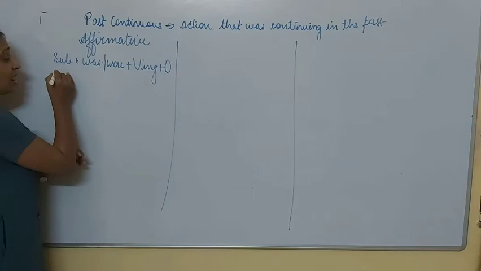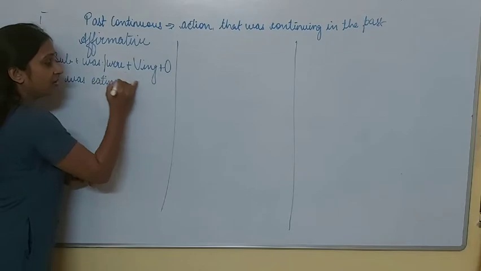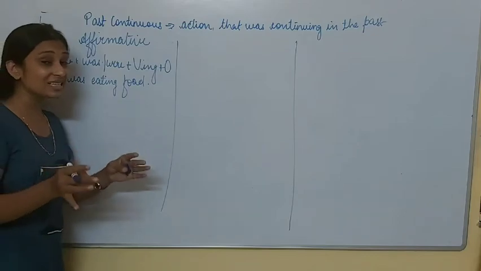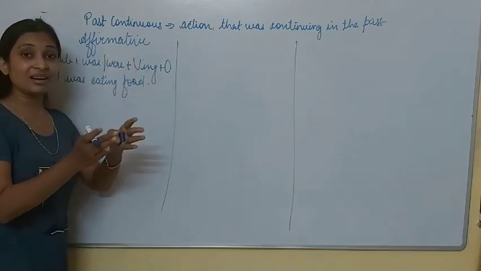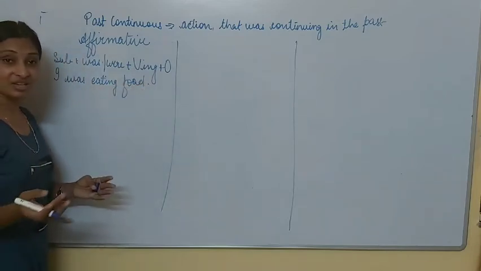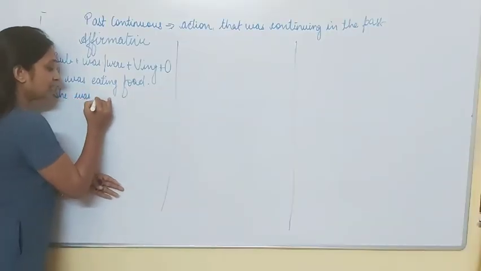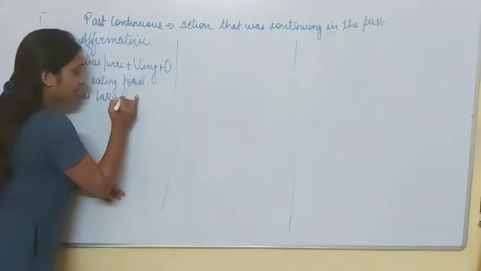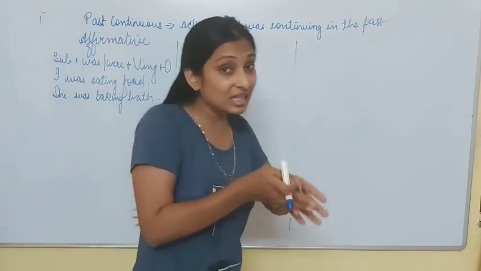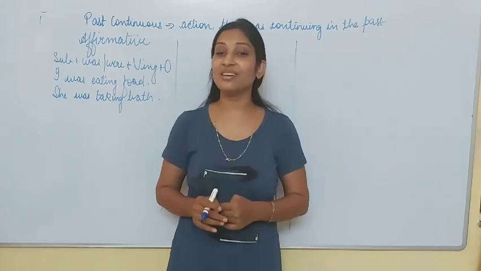Alright, example, I was eating food. Alright, an action that was continuing in the past. मैं खाना खा रही थी. Alright, so here we have a past continuous action. Another example, she was taking bath. Alright, so वो नहा रही थी, she was taking bath. It is also an action that was continuing in the past.